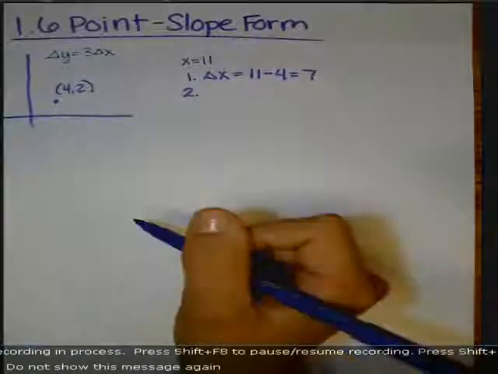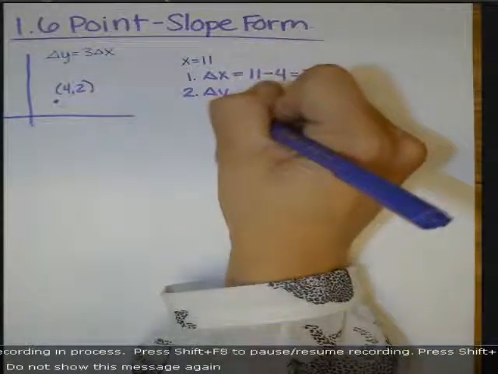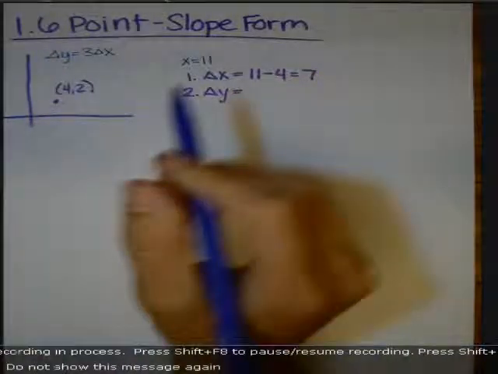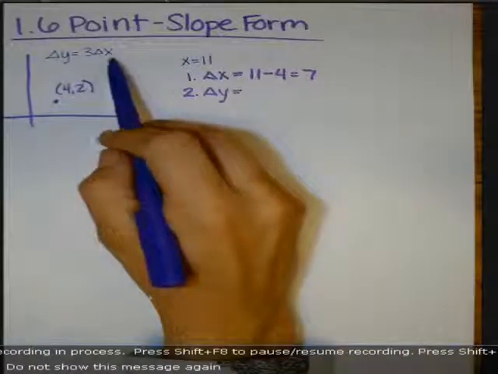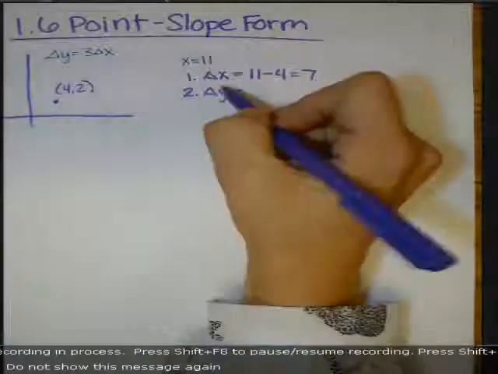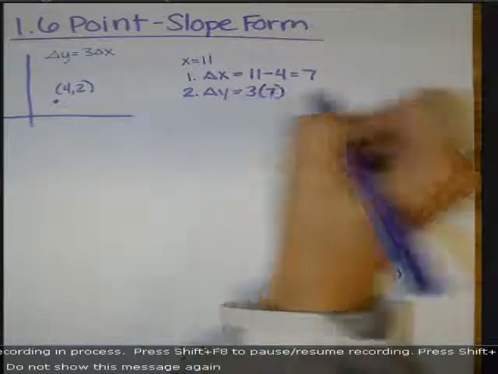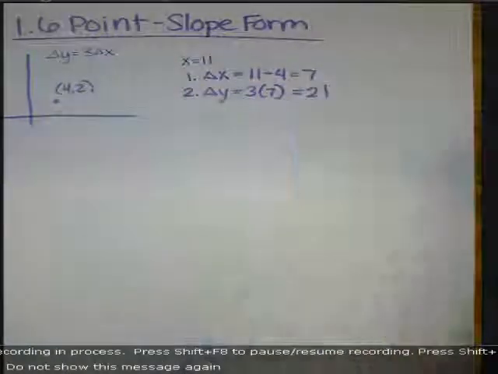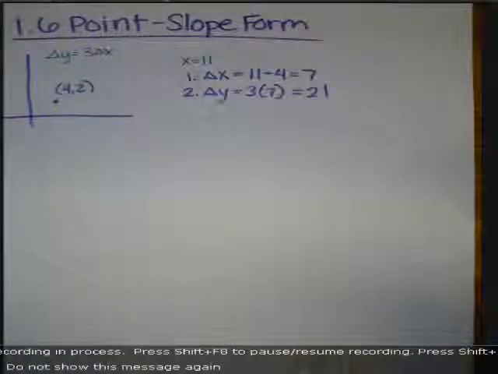The next thing I had to do was find the corresponding change in y. So in this case, it's got to be 3 times as large as whatever change was in x. 7 times 3, or 3 times 7, was a change of 21. Finally, third, you had to identify what the new point was.